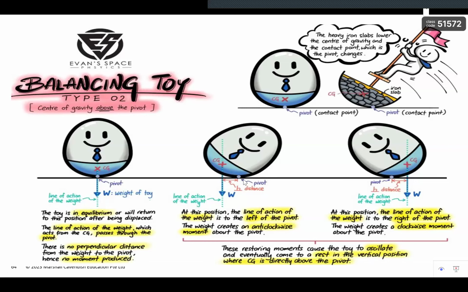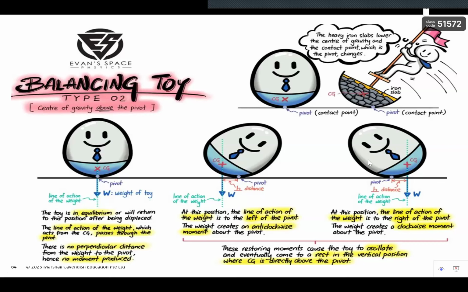This purple dot is the point of contact, is also the pivot. Okay, so this is my pivot. My center of gravity is still at the center of this blue colored part. So my center of gravity is now not directly above the pivot. It's to the left side of the pivot.